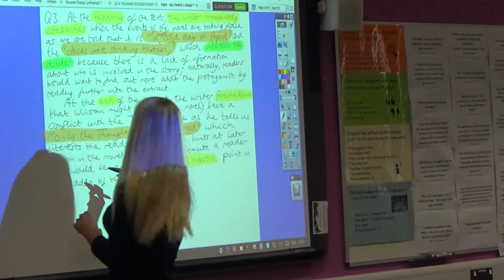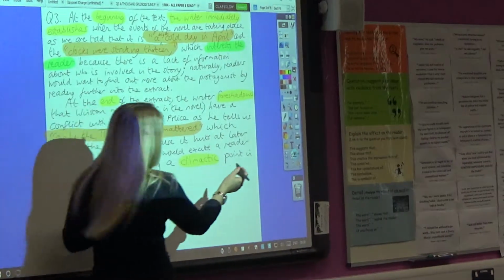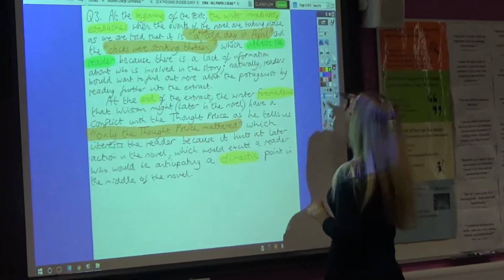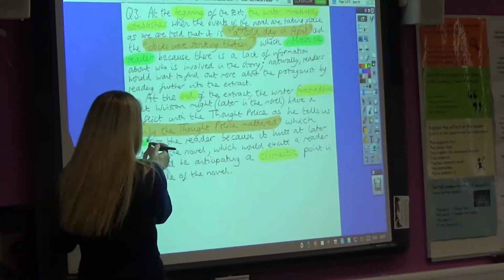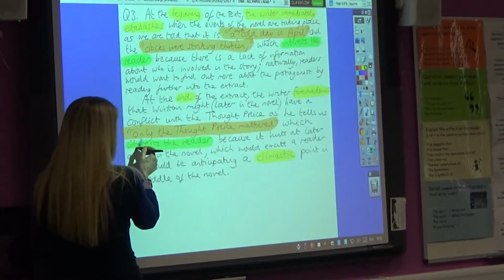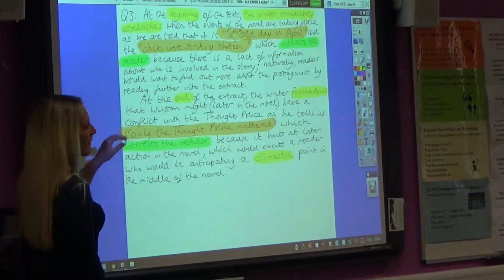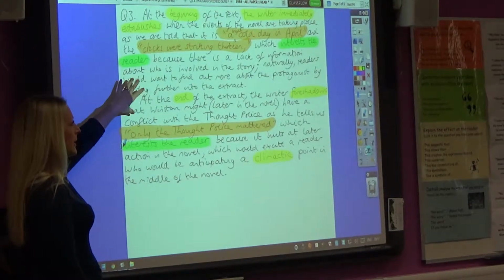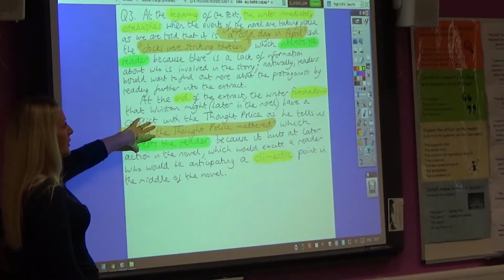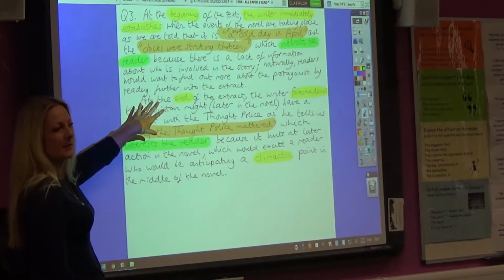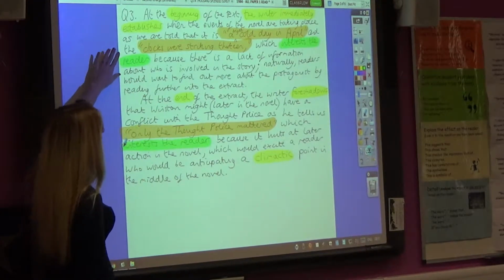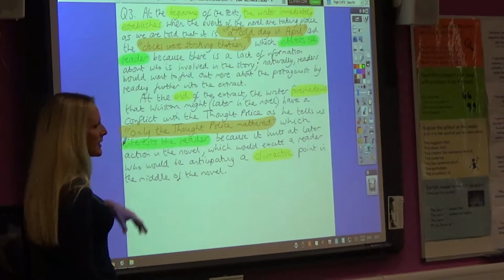So just highlight in your third colour where we've actually done that. So how it interests the reader. Good. So again, you can see that each paragraph that we're writing, each analysis of the structural features, covers the 3 bullet points.